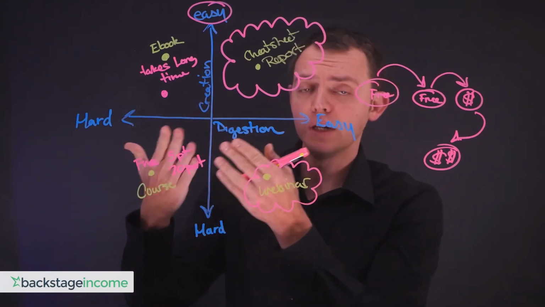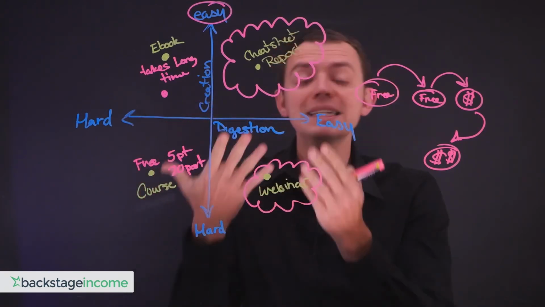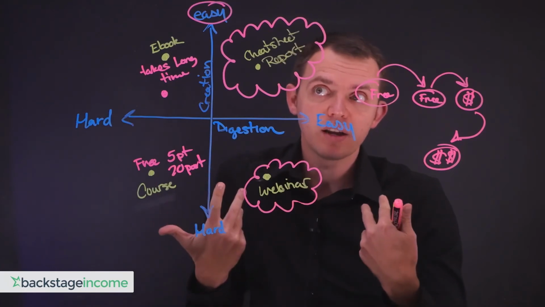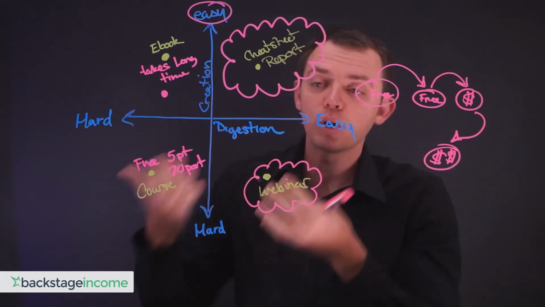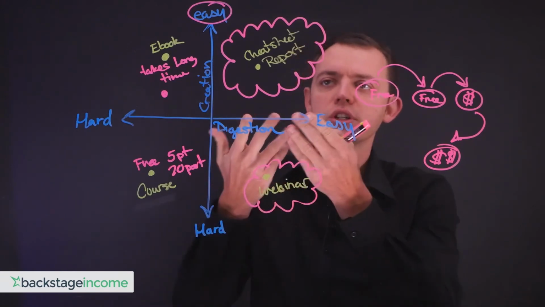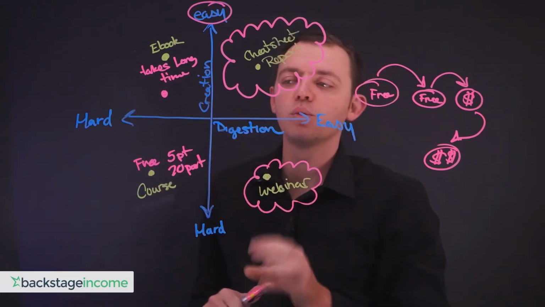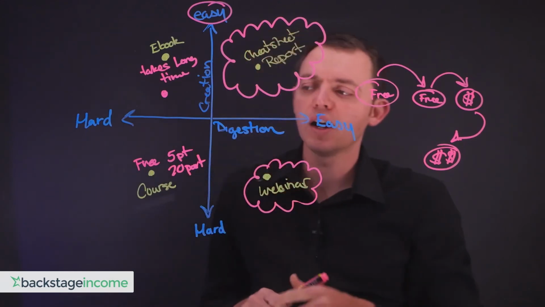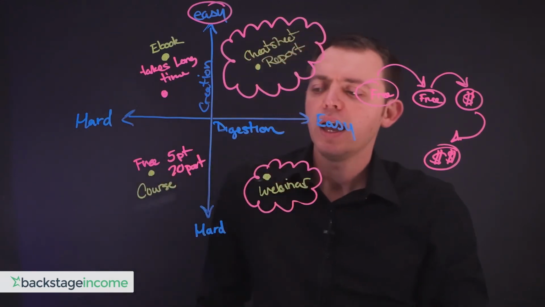So what you could do is find something that's easy to create for me so I don't have to spend a lot of time, or maybe I could outsource it, but also something that people want to digest and consume. And usually cheat sheets and reports work fairly well. So think about this quadrant when you're looking to create opt-ins and what makes sense for you.